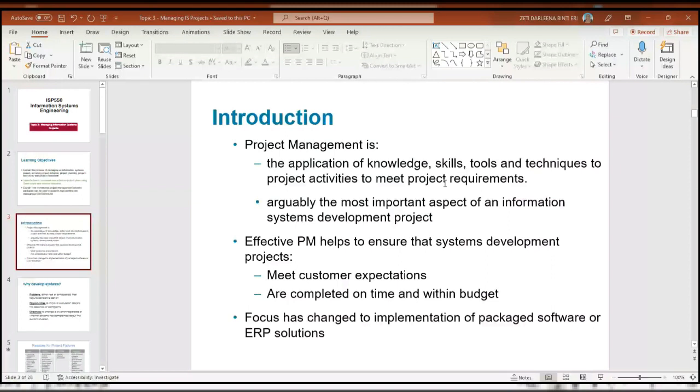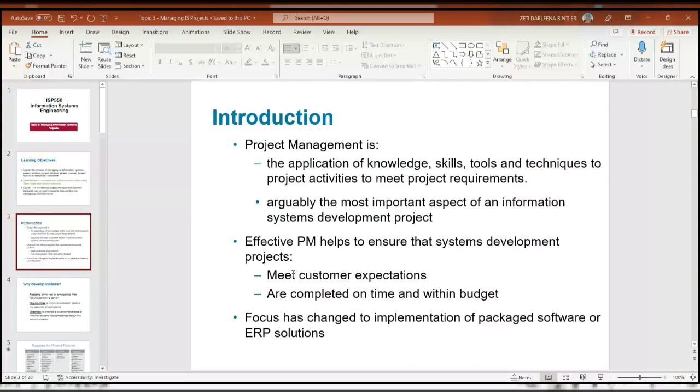So the second, arguably the most important aspect in information system development project, in any project-based activities, planning, project management, part of it is planning, is project management is important, it's crucial. How we manage the project determines the successful or the failure of the project. So effective project management helps to ensure that system development projects, number one, meet the customer expectation. That is our goal. And probably we can, to the extent, do ataupun offer beyond standard expectation.